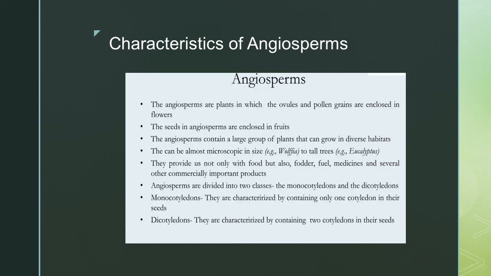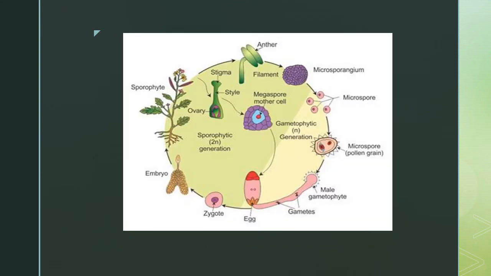Angiosperms are divided into two classes, that is monocot and dicot. Monocots have one cotyledon and dicots have two cotyledons. This is the life cycle of an angiosperm, where the anther, which has the pollen sac and the pollen grains inside, by the process of meiosis will produce microspores. One microspore mother cell will give rise to 4 microspores.